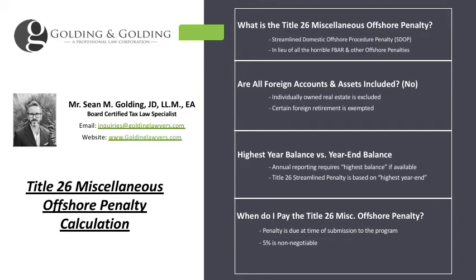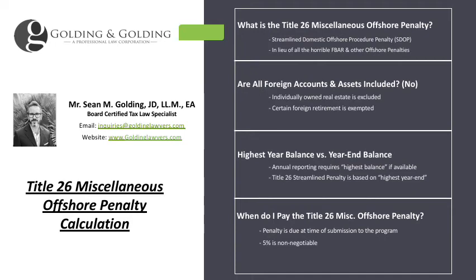The penalty is due at the time that you make your submission. So what would happen is if you're doing streamlined domestic, you'll prepare a form 14654, do the certification, tax liability, you'll compute your penalty, and then you will submit your Title 26 miscellaneous offshore penalty together with your amended returns in a nice, neat package to the Austin address located on the form.